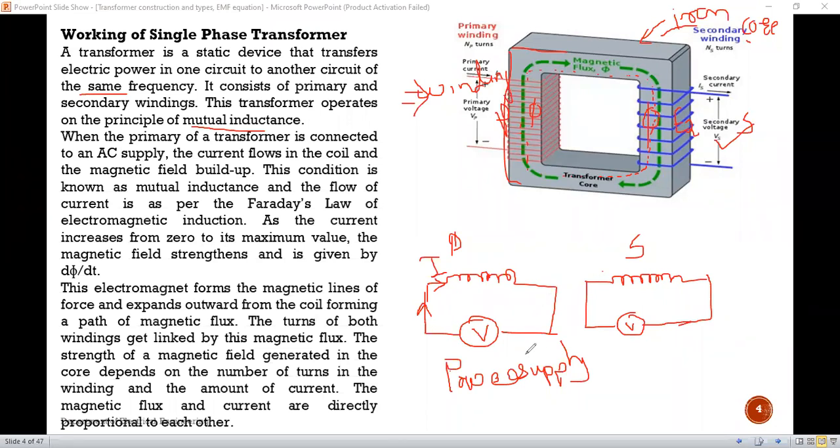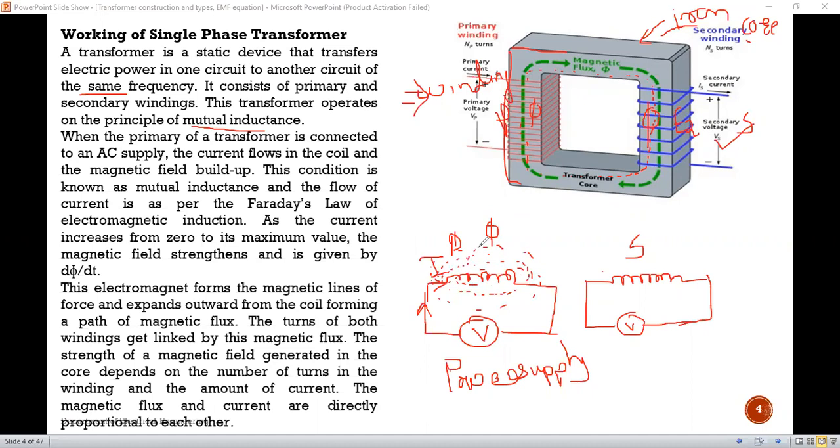Okay, so these two coils are coupled magnetically, not connected electrically. When current starts flowing in the primary coil, it will set up some flux around this coil, some flux lines of force. Suppose the flux set up in this coil due to the current flowing from this first coil is phi.